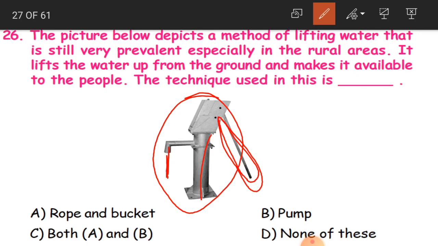How is the water coming up from the ground and made available to the people? The technique used in this is whether a rope and bucket, pump, both A and B, that is rope and bucket and B, or none of these. So how can we take the water, children, to the pump? Whereas rope and bucket is with the well. So B is the correct answer.